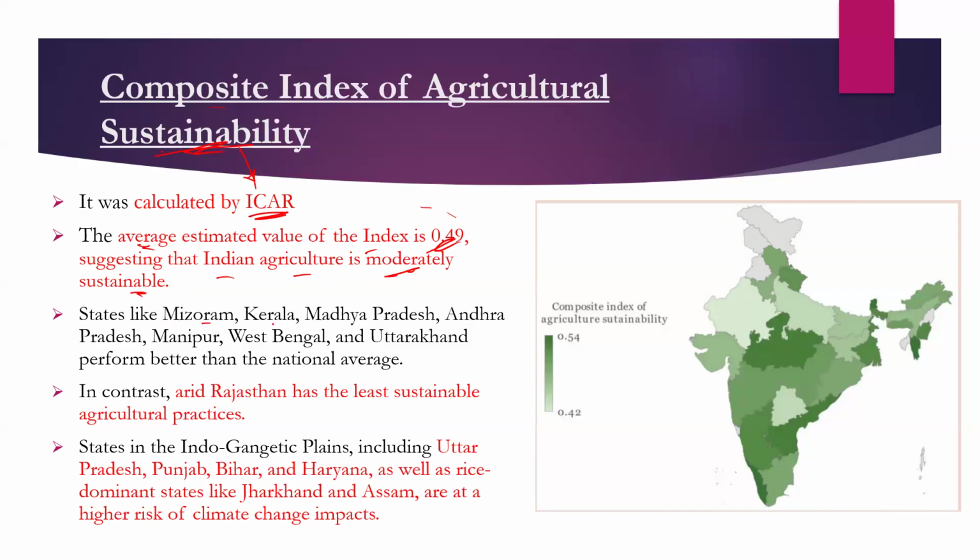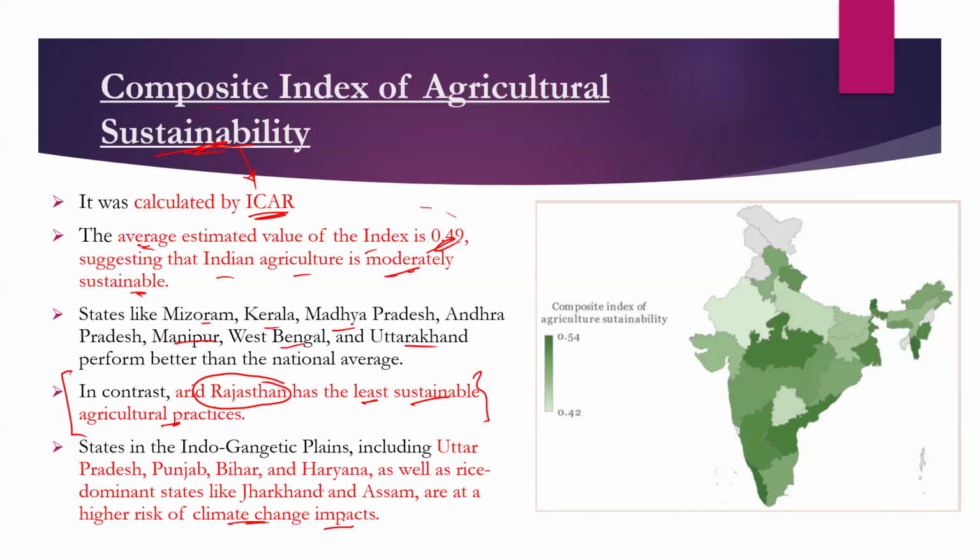So here it is Mizoram, Kerala, Madhya Pradesh, Andhra, Manipur, West Bengal, Uttarakhand. Now what you should note here is Rajasthan, which has the least amount of underground water resources, is actually following the least sustainable agriculture practices. That is something very shocking to hear. It also highlights that there are certain states, that is Uttar Pradesh, Punjab, Bihar, and Haryana, which will have a higher risk of climate change impact.